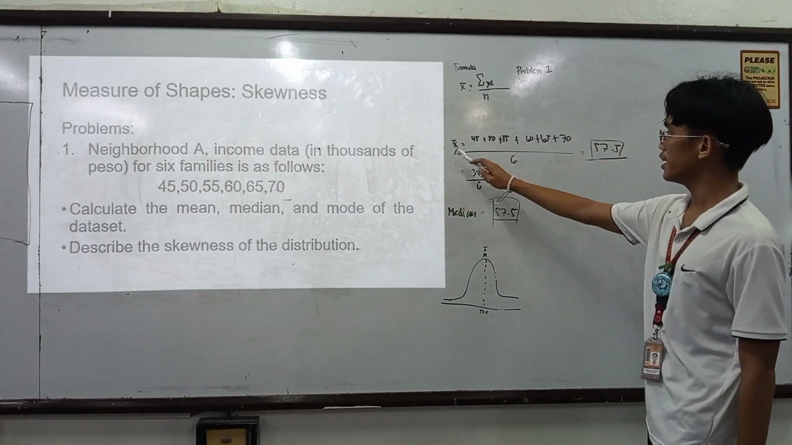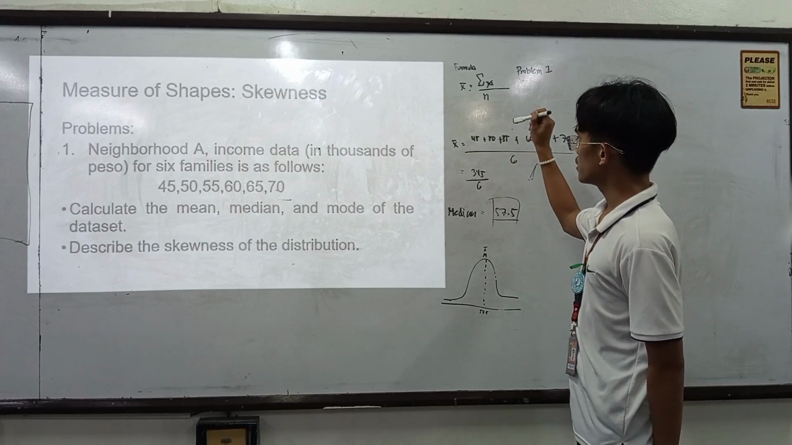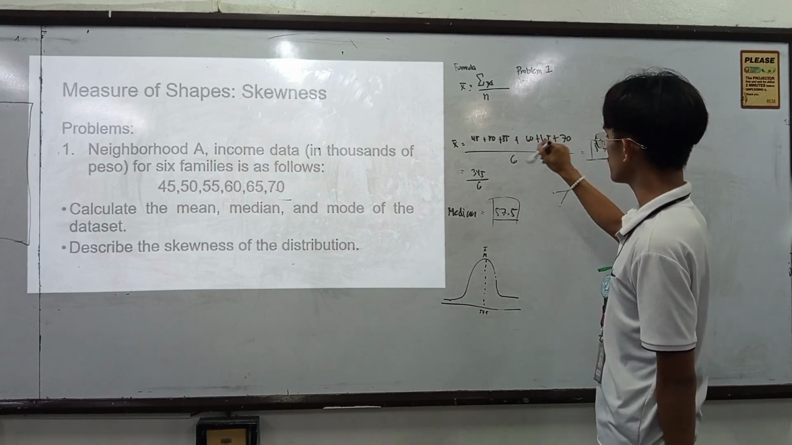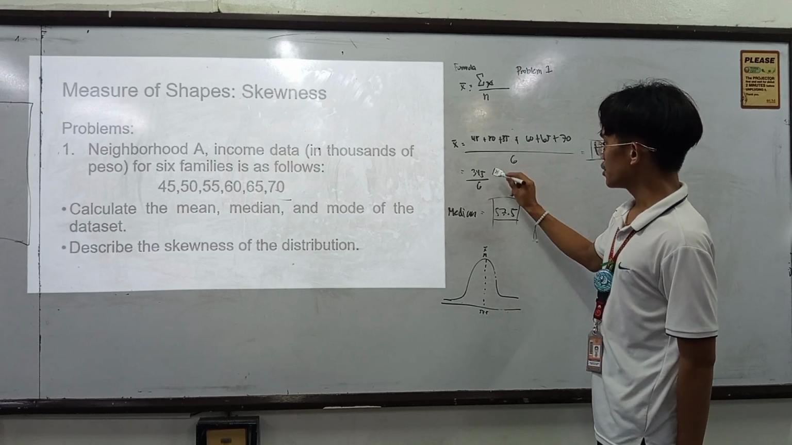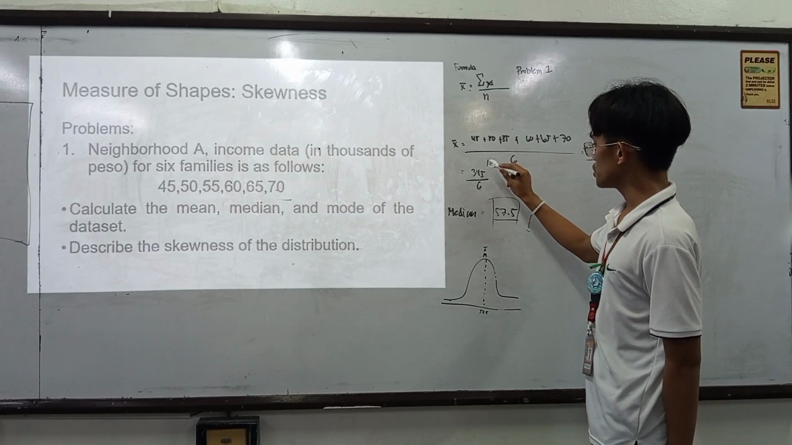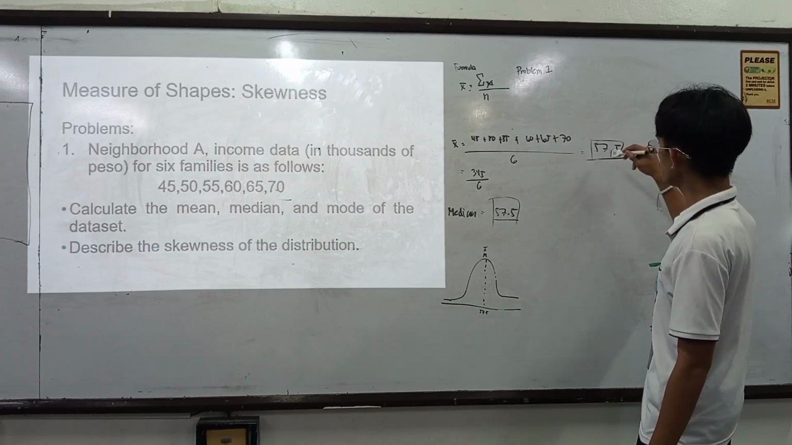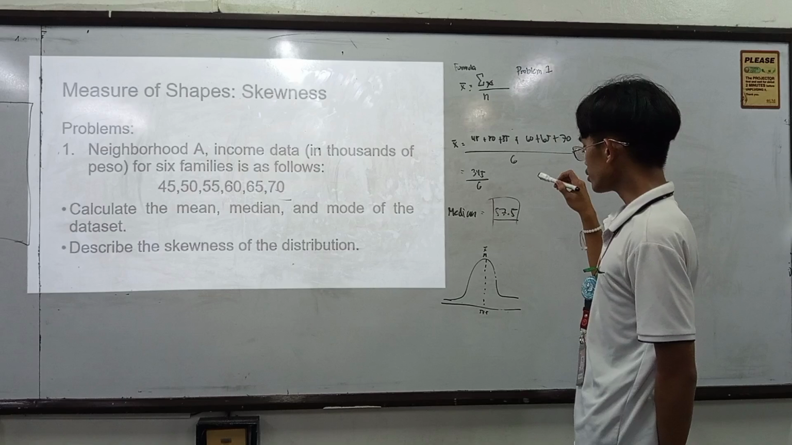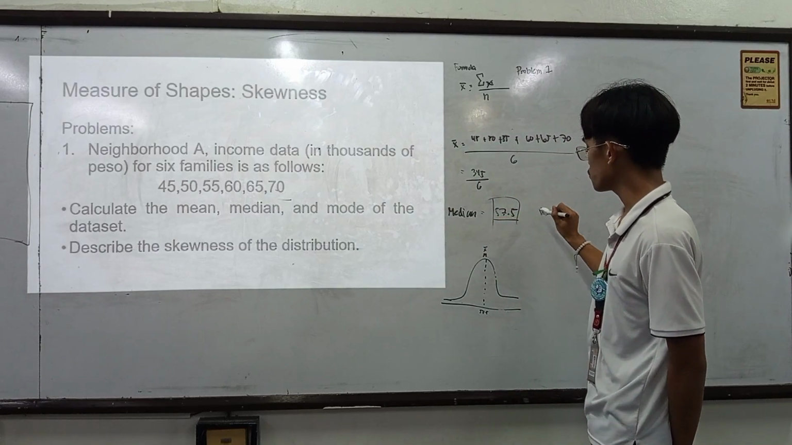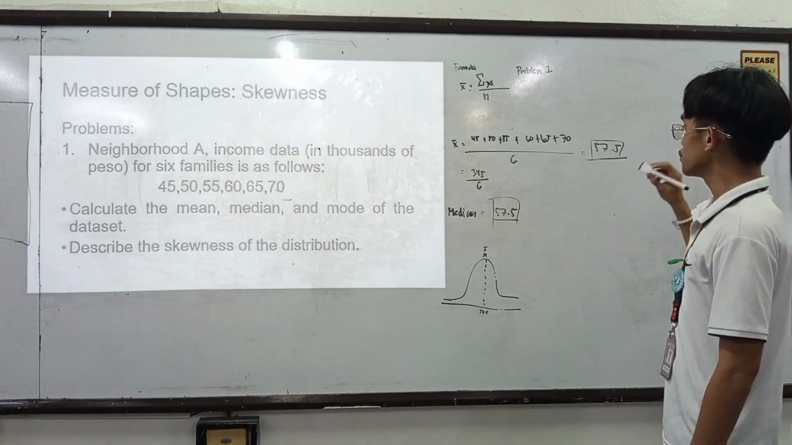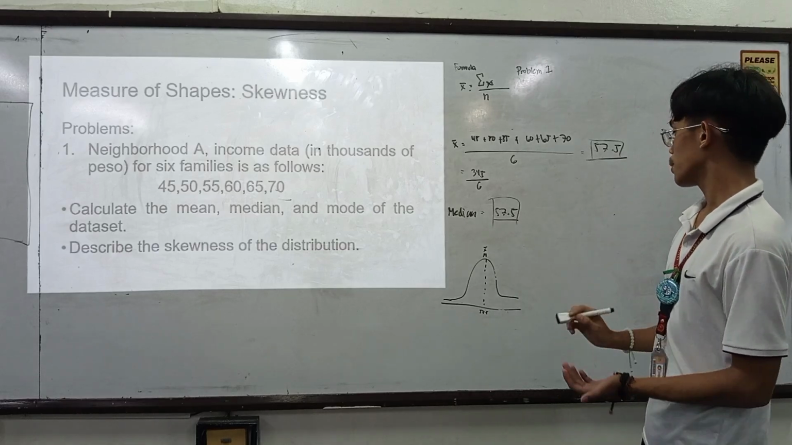Now, I have prepared the mean. This will give you the summation of the dataset over the number of values within the dataset. So here I got 345 over 6, and finally we got the mean of 57.5. Now, the median of the dataset is also 57.5. It means that the value of the mean and the value of the median are equal.